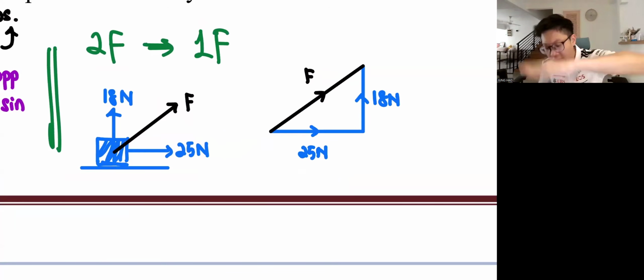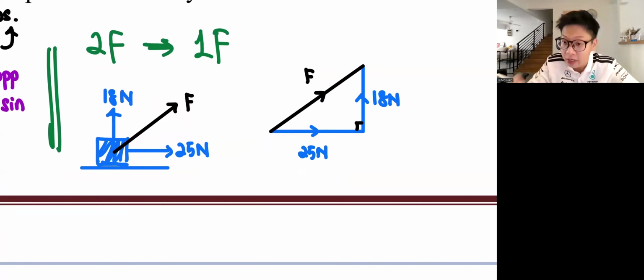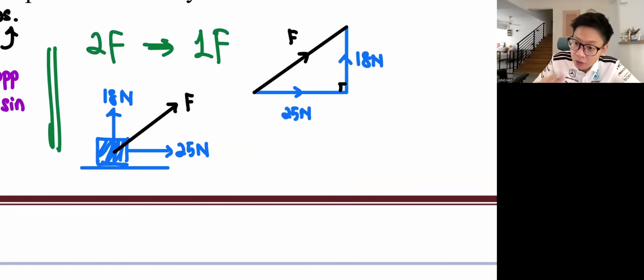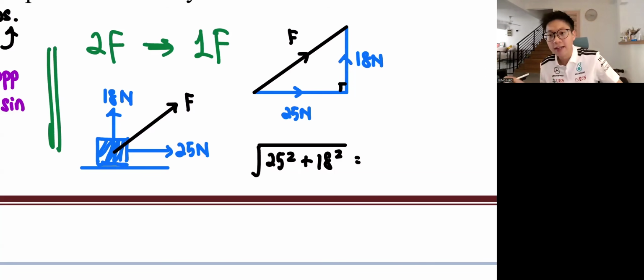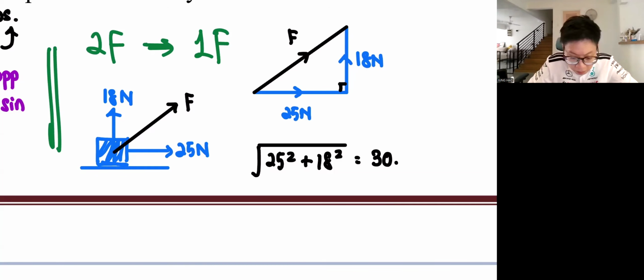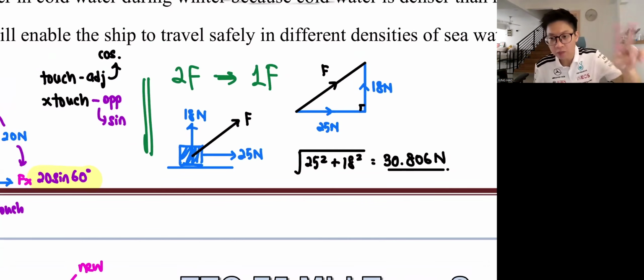Okay, so now F 25, 18. I want to find what is F. So guys, what do you call this? The Pythagoras theorem, right? So how are we going to do the Pythagoras theorem? We take 25 squared plus 18 squared, square root, equals, then you press your calculator, guys. You don't have a calculator? Okay, so we have 30.806 Newton. Am I right, guys? 30.806. So this is two forces become one force.